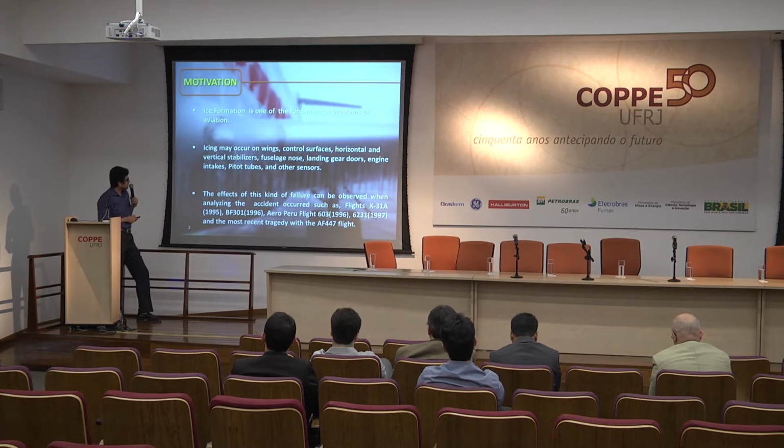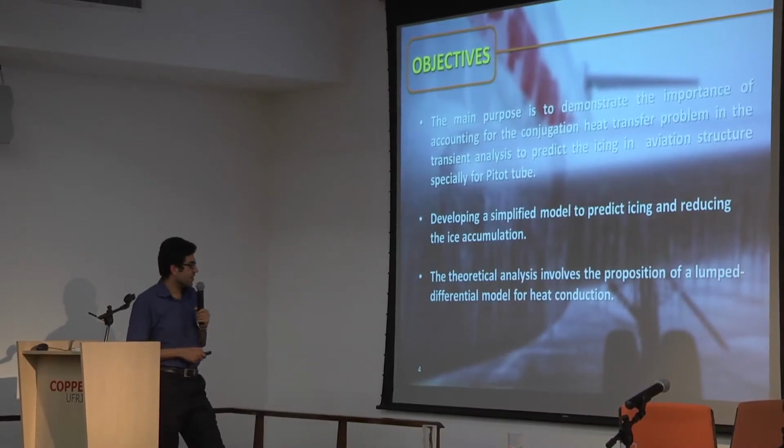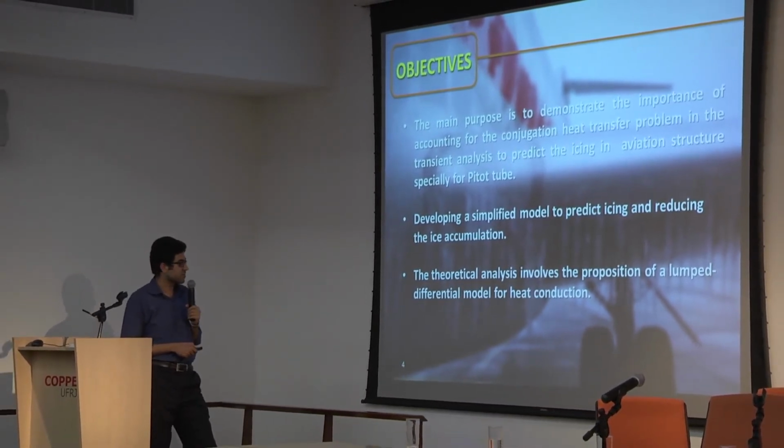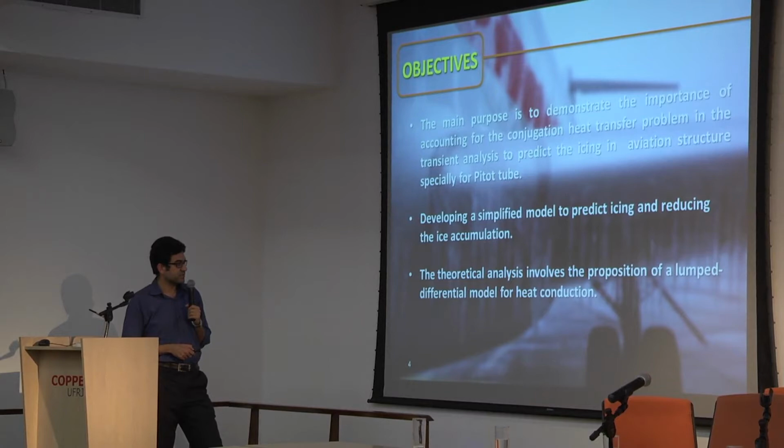Ice formation is one of the fundamental problems of aviation, because icing may occur on wing control surfaces, and on the P2 tube. On the other hand, the theoretical analysis involves the proposition of the lumped differential model for the heat conduction.